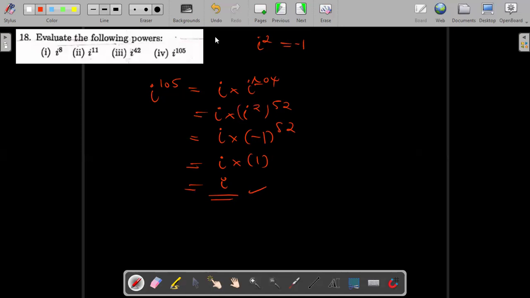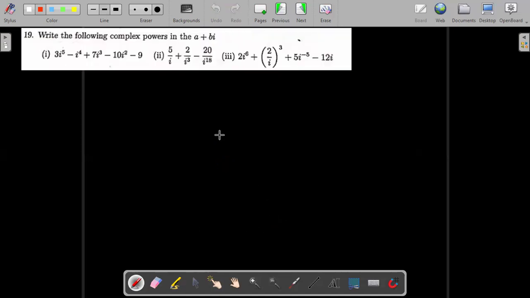Okay, no questions. We move on to the next part. Write the following complex numbers in the form a plus bi. So we want to get to the form a plus bi. How are we going to do that? We know that i is just the imaginary number, and a and b are just what? Real numbers. So we have to simplify such that we are able to get to this form.